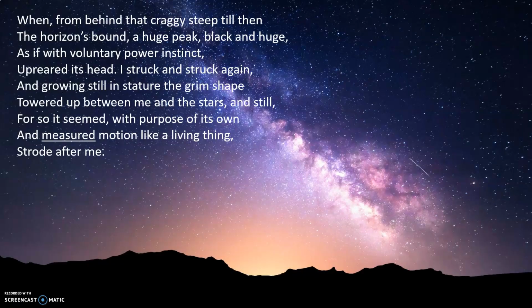And there's the next bit. So from behind that craggy steep, there came this huge peak, black and huge. That's a really memorable line. He's talking about the mountains, like in this picture here, how they're silhouetted against the backdrop. But black, negative connotations with the word black. The repetition of huge there, it's literally huge, but maybe it has a huge impact on him, you could argue there. Upreared its head, like lifted its head. Now that's real personification, and you get a lot of personification within this poem.